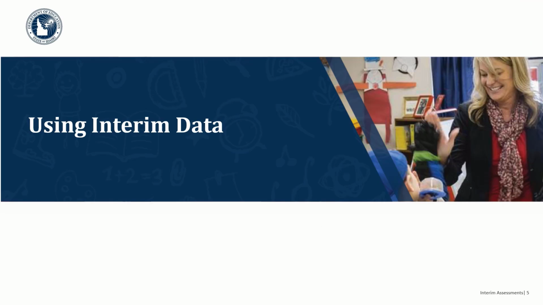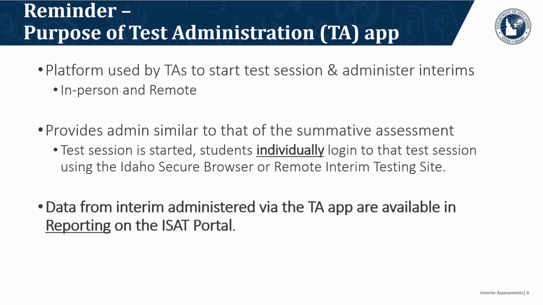Okay, let's start a discussion of using interim data. Before we get started, I wanted to give a quick reminder on the purpose of the Test Administration or TA app. Remember that the TA app is used by certified TAs to start a test session to administer an interim. A student logs into that test session using the Idaho Secure browser or the remote interim testing site. After the student completes and submits the interim, their performance data flows downstream to the reporting system. Educators can then log into the reporting system to analyze that student performance data.